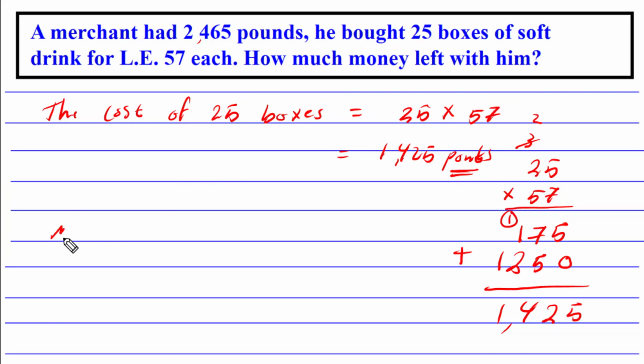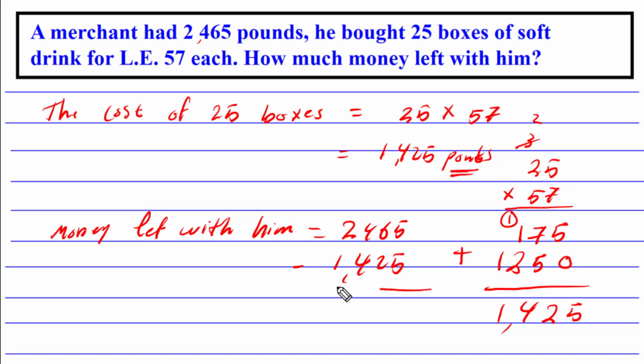We'll say money left with him. It will be here 2,465 minus 1,425. We can now subtract. 5 minus 5, it will be 0. 6 minus 2, it will be 4. 4 minus 4, 0. 2 minus 1, it will be 1. It will be here 1,040 pounds. Yes.